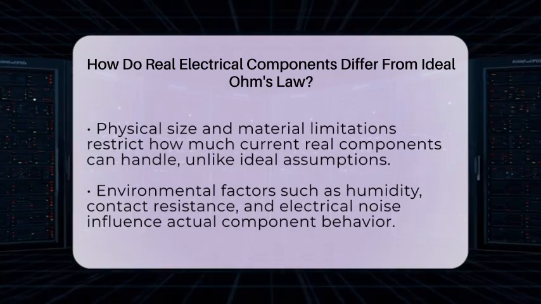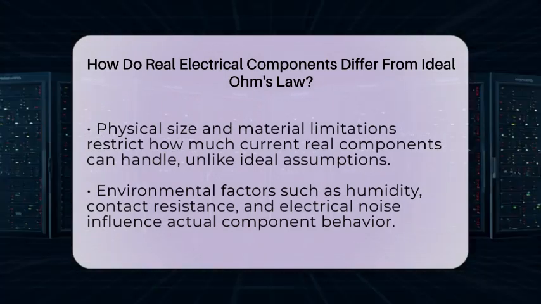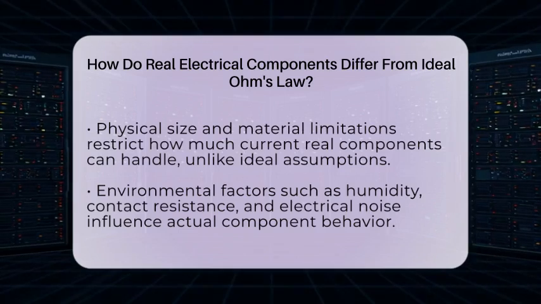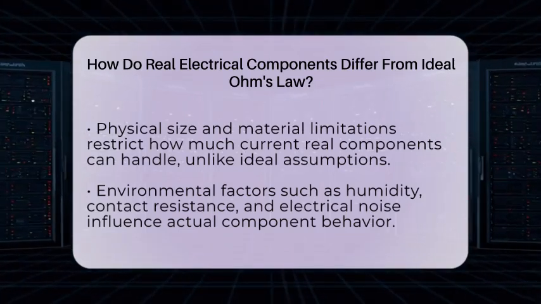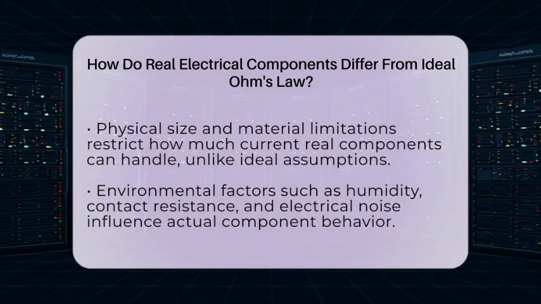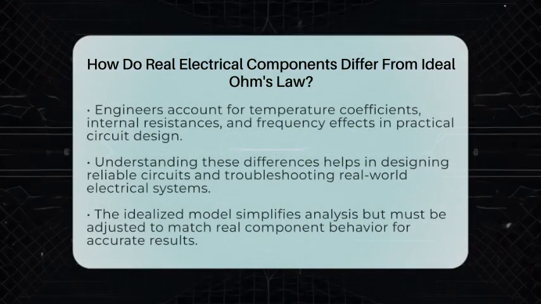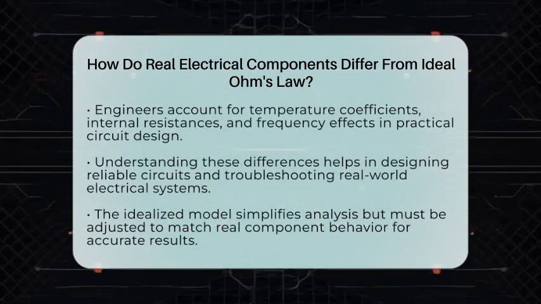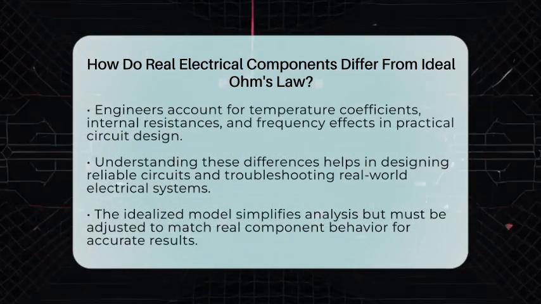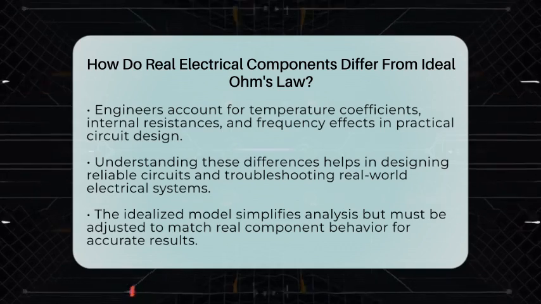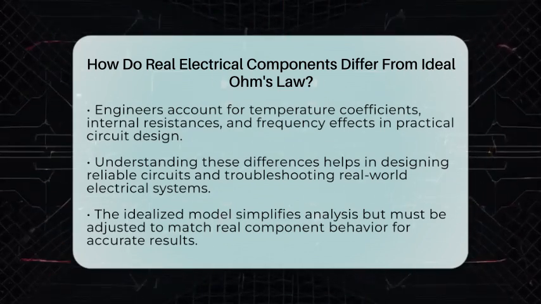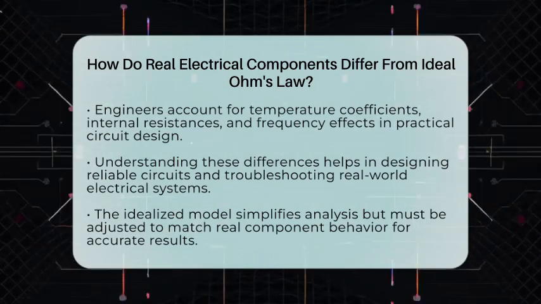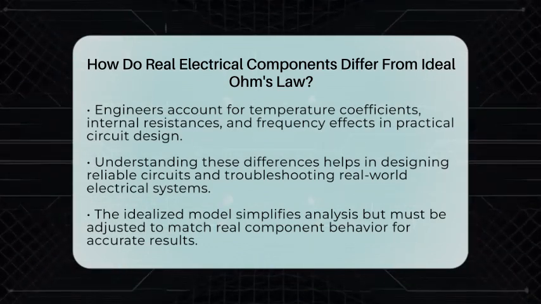Physical limitations also play a role. Small batteries or resistors have size and material constraints that limit how much current they can supply or handle. For example, a tiny battery might not deliver the current predicted by Ohm's law because of chemical and physical limits inside the cell. Environmental factors like humidity, contact resistance, and noise also influence real components. These factors can cause small fluctuations in measurements, making the actual behavior differ from the ideal model.